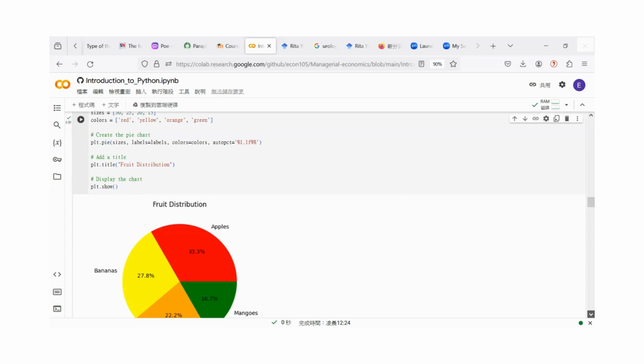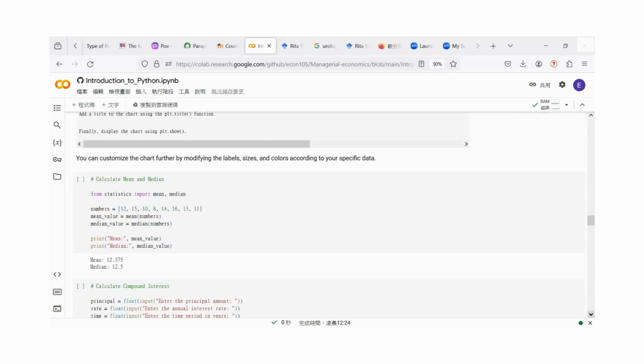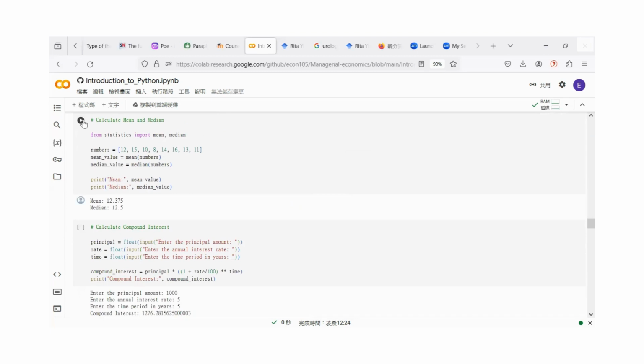Okay. And then the next one is to calculate the mean and also median. So we will use the statistics package, import mean and median. We have the numbers 12, 15, 10, and so on. Okay. Mean value is equal to mean of the numbers, so the numbers is what we set here. Median value, median bracket numbers, so numbers refers to this set of numbers as well.